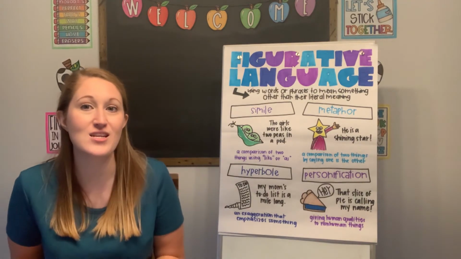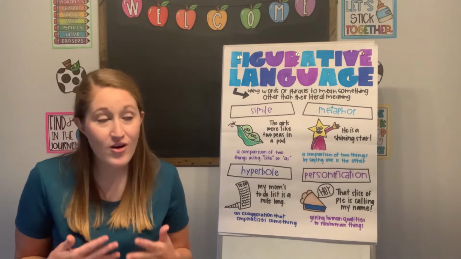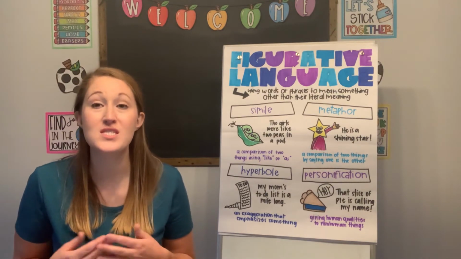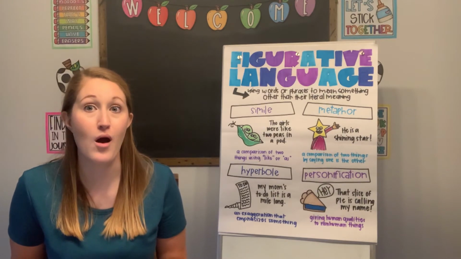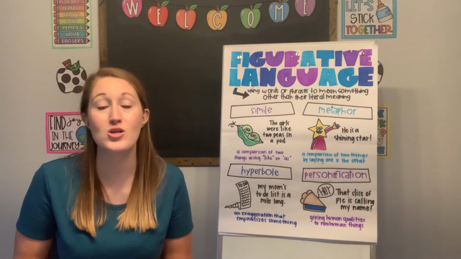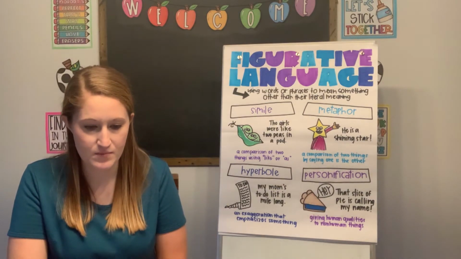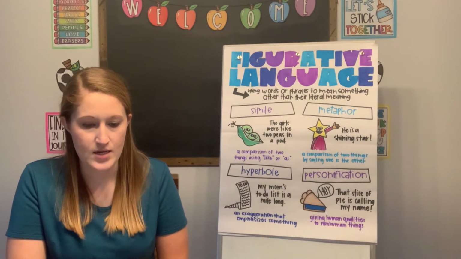So if we have a knight in shining armor, right, we're referring to somebody who goes out and protects us, right? Might be somebody who sticks up for us if something goes wrong, right? A knight in shining armor is someone who came and protected you. Very good. All right, next up.